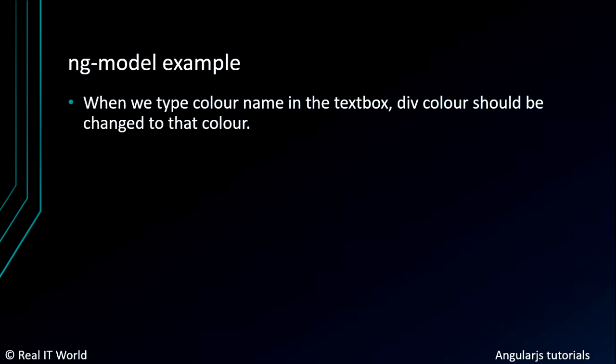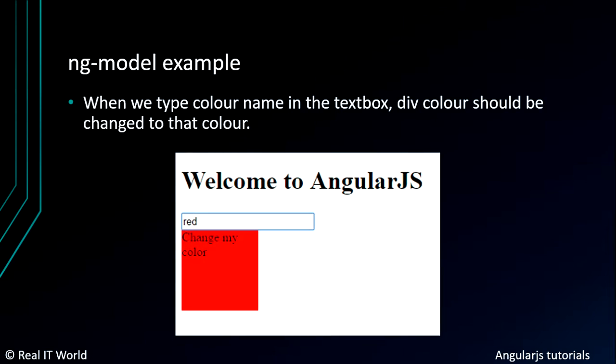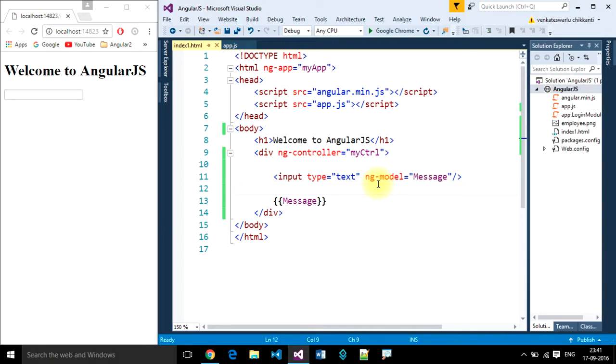Then ngModel example. When we type a color name in the text box, div color should be changed to that color, like this. If I type red in the text box, the div color should be red. If I type blue in the text box, the div color should be blue. Let's do this example using ngModel attribute. I already have this. I want to name this as div color. That's my model name right now.